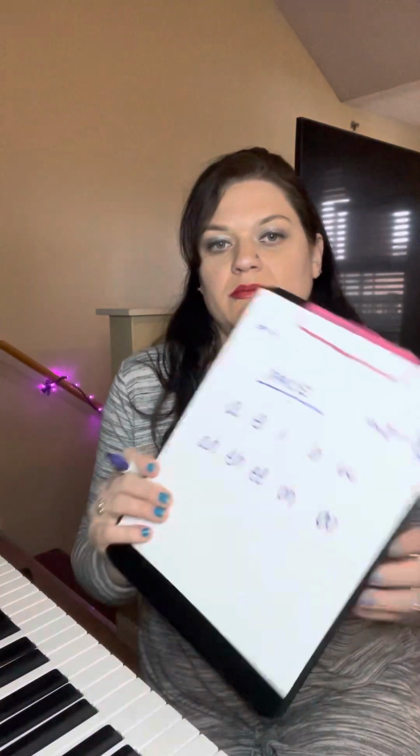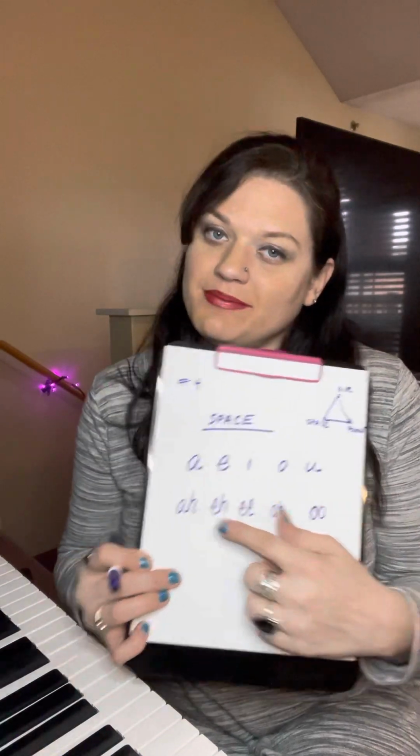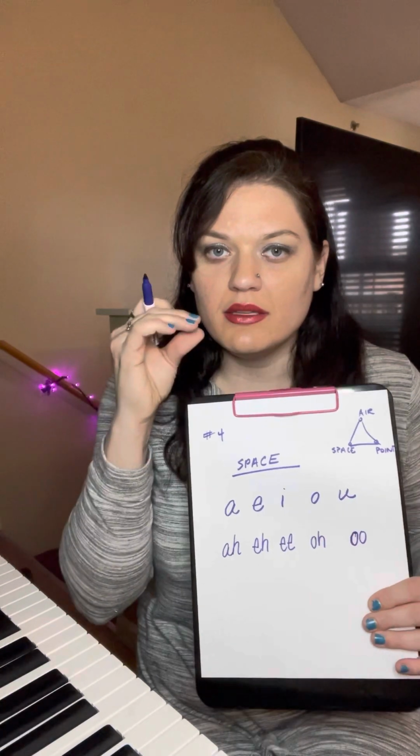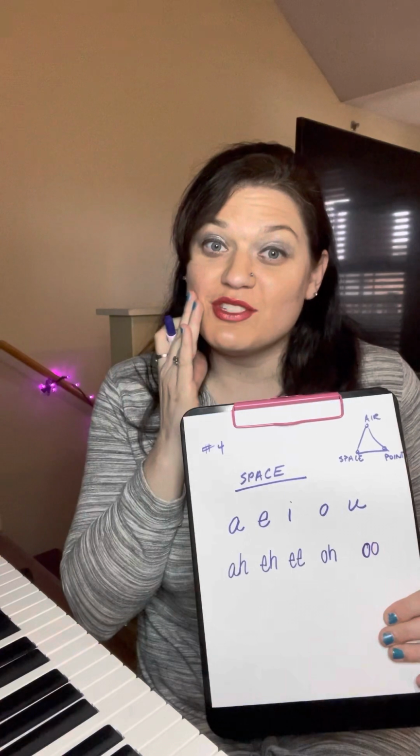A as in hey, E as in feed, O as in oh no, Oo as in food. So phonetically they make ah, eh, ee, oh, oo. Let me do it right. Ah, eh, ee, oh, oo. So my mouth changes each time.